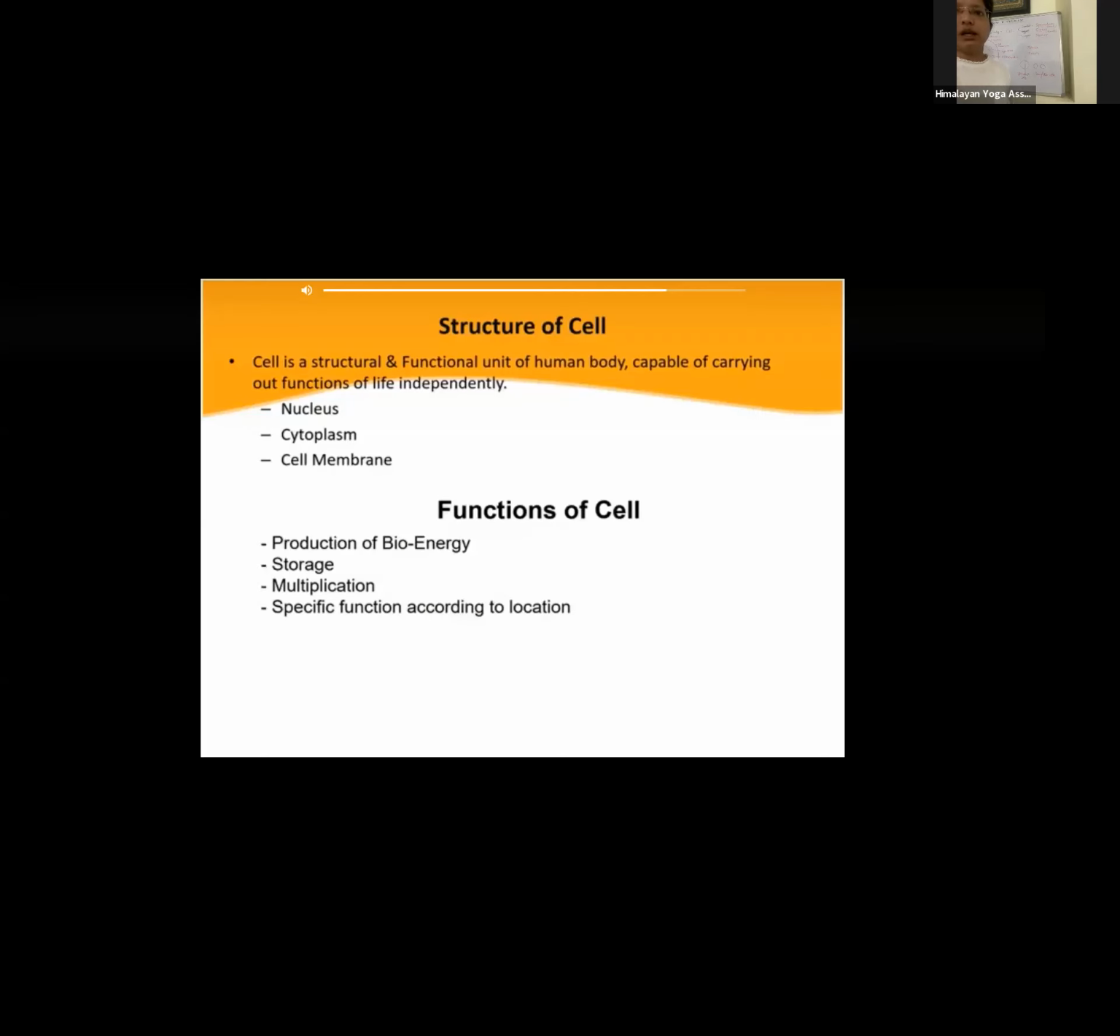Yes, so here we see the structure of a cell. A cell is a structural and functional unit of the human body capable of carrying out functions of life independently.